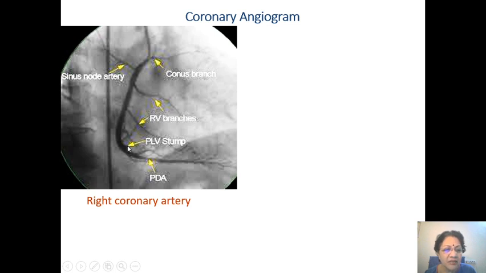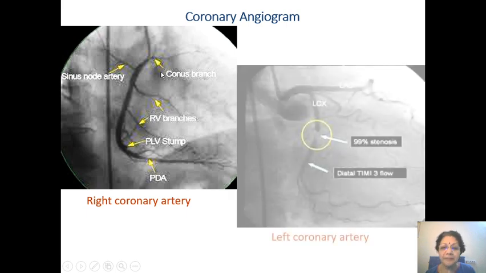You're seeing the posterior descending as if the heart is transparent. It's not ghosted. You're seeing the whole thing filling because it is filled up with the dye. In this particular picture, nothing seems to be narrowed. All the branches seem to be doing well.